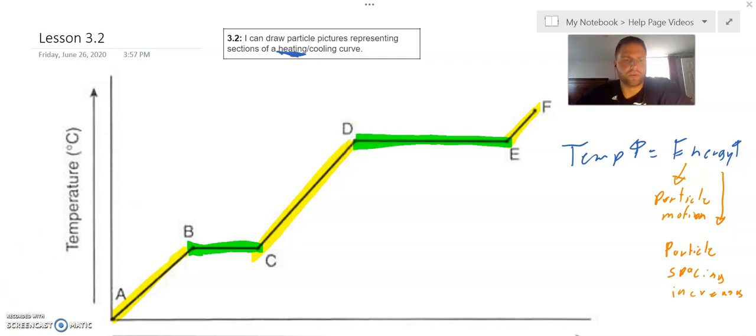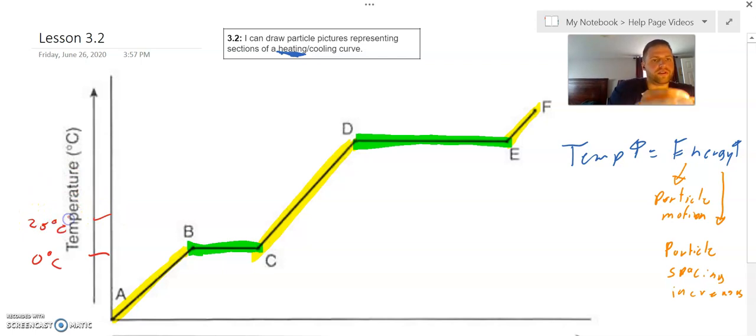Now what we'll do is try to particle draw each of these individual points. We'll add one here in the middle, and we'll go through each and every one of these as a particle drawing. We want to add our key temps. So remember, 0 degrees C, room temp, 25 degrees C, and then our boiling temp, 100 degrees C.